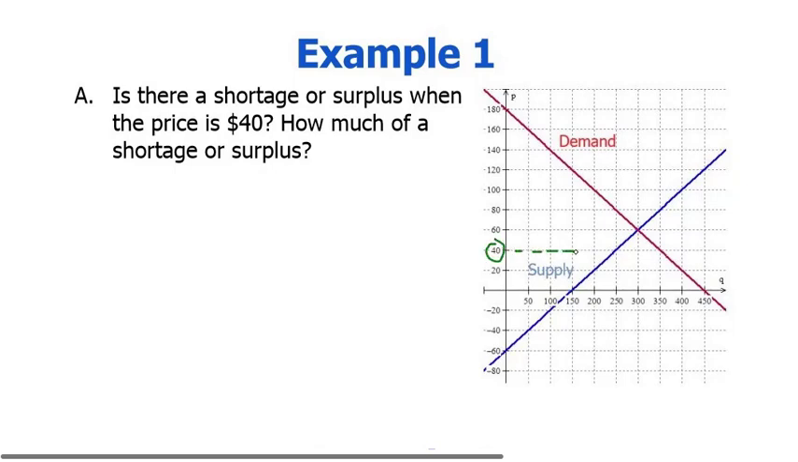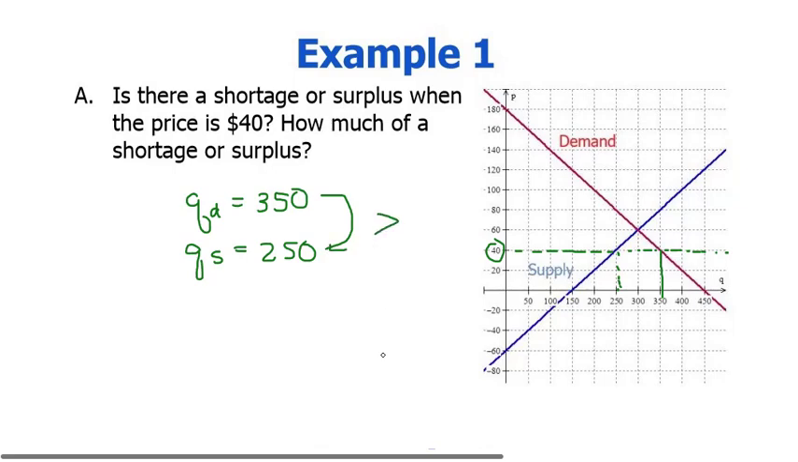So if we go over here to our supply and our demand curves, we can see that at $40, our quantity demanded is 350. And at $40, our quantity supplied is 250. So this clearly says that quantity demanded is bigger than the quantity supplied, and so this tells us we are going to have a shortage.